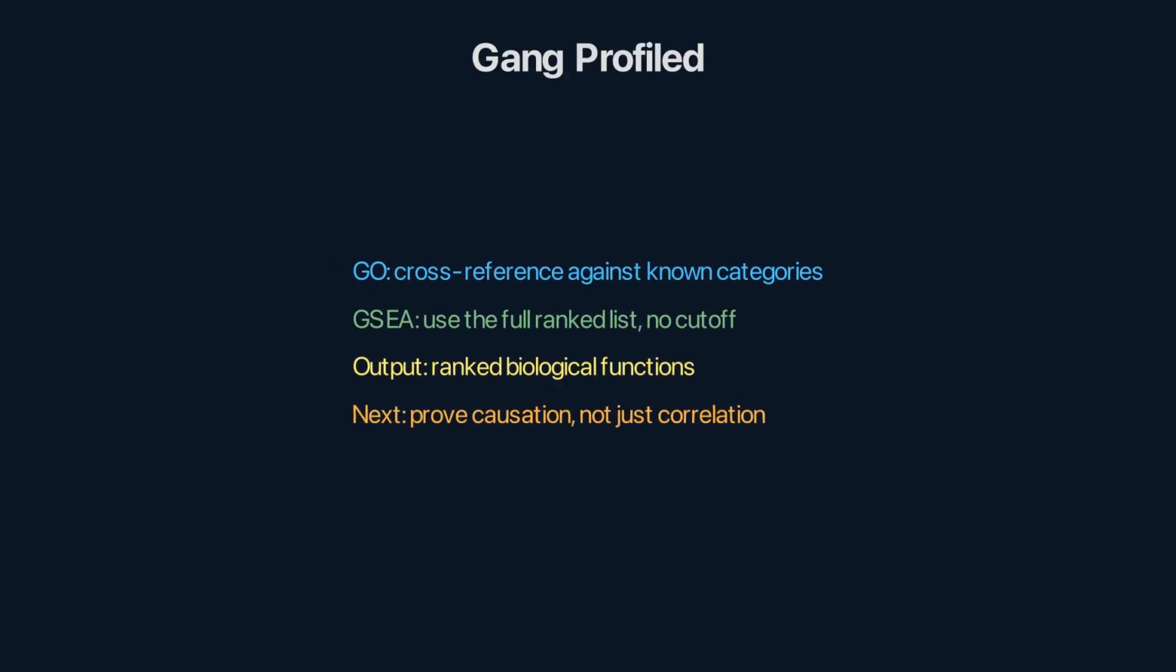To recap, GO enrichment cross-references your gene list against known functional categories. What's overrepresented? GSEA uses the full ranked list. No arbitrary cutoff. Both answer the same question. What biological function is this gang involved in? That answer directs the next step, proving that the gang actually causes the disease.